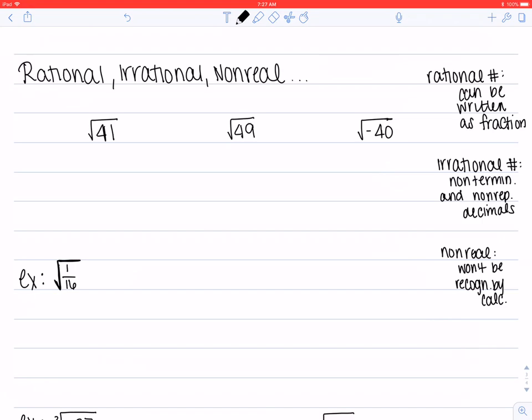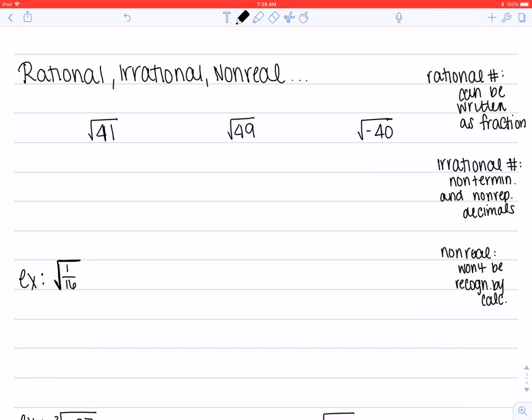Now, how to tell the difference. There will be several questions in your homework that will ask you to determine if a radical is rational, irrational, or non-real. The easiest way is to put the radical in your calculator and see: is it a terminating decimal, a whole number, or a fraction? Is it repeating? Then it's rational. If it's non-repeating and non-terminating, that's your irrational. Or if your calculator says error, non-real answer, or something along those lines, that's your non-real.